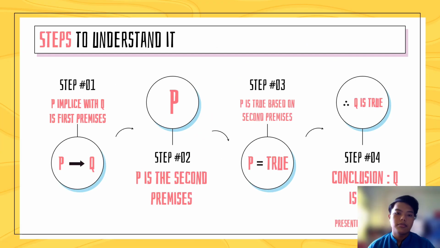For the first step, we have the first premise, which is P implies Q, and we look to the second step, which is our second premise, which is P. And the third step, when P is true, we can conclude that for step 4, Q is also a true statement.